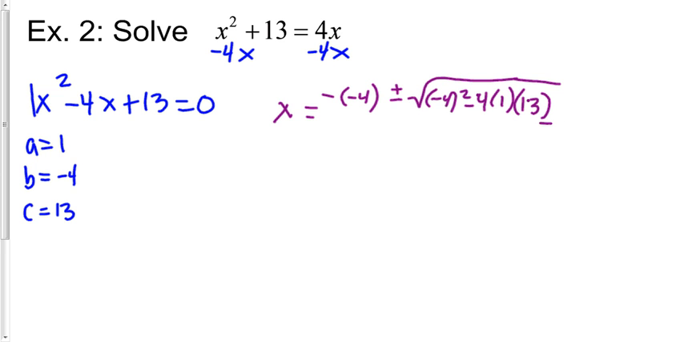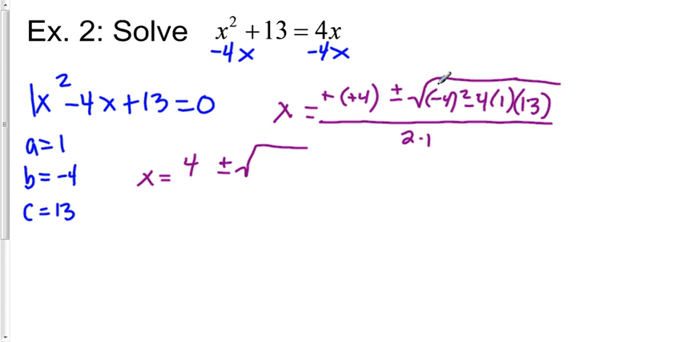And then you divide that entire thing by 2 times a, or in this case 2 times 1. All right, let's simplify. The negative negative 4 becomes positive 4. These two negatives will make a positive. And you've got the plus or minus sign in the middle up there. And we're going to simplify underneath the square root.